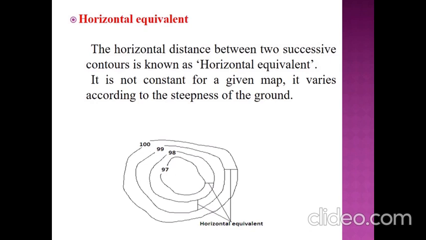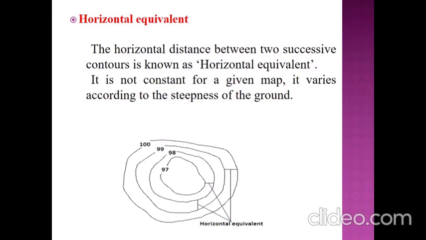So these 97, 98, 99 and 100 are the reduced levels of those points. So it is not a constant value and varies from point to point depending upon the steepness of ground. Steeper the ground, lesser is the horizontal equivalent. The horizontal equivalent between two points can be estimated by dividing the contour interval by the gradient between the points of intersect. For example, if the contour interval is equal to 1 meter and gradient is 1 in 20, the horizontal equivalent is equal to 1 divided by 1 by 20, which is equal to 20 meter. So this is the contour horizontal equivalent.